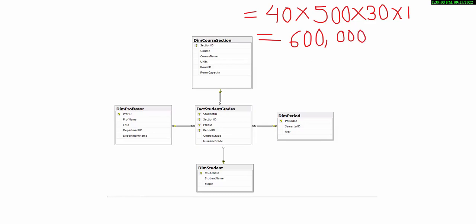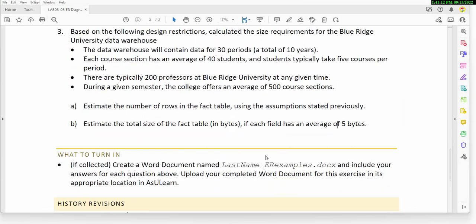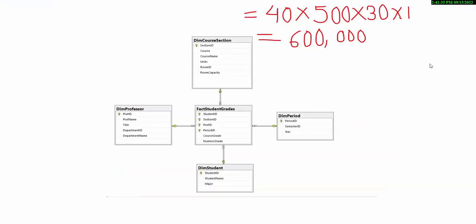So that was that. Let's go ahead and look at the next question. The next question, or part B, involves estimating the total size of the fact table in bytes if each field has an average of 5 bytes. To solve this, we already know how many rows there are. We need to know how many fields there are in each row, and then multiply that by 5 bytes to get the total number of bytes. So moving on, these are the total number of rows.